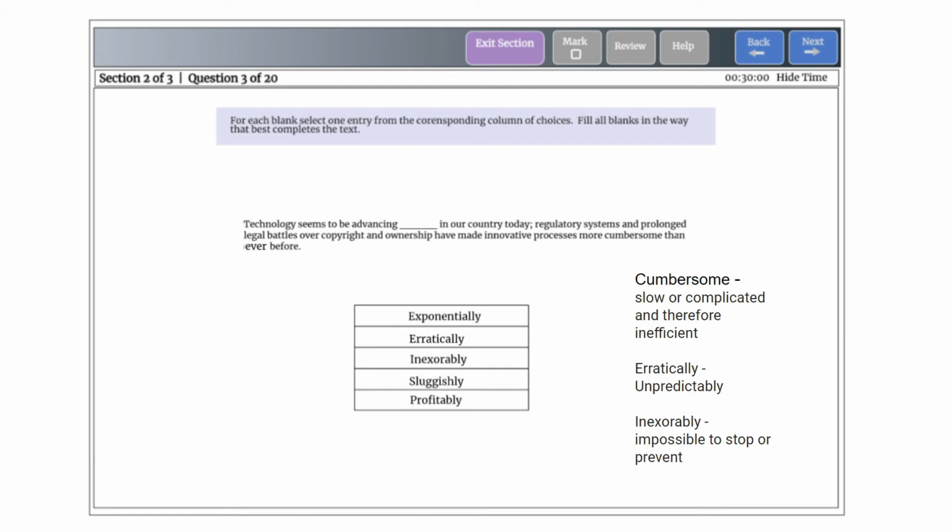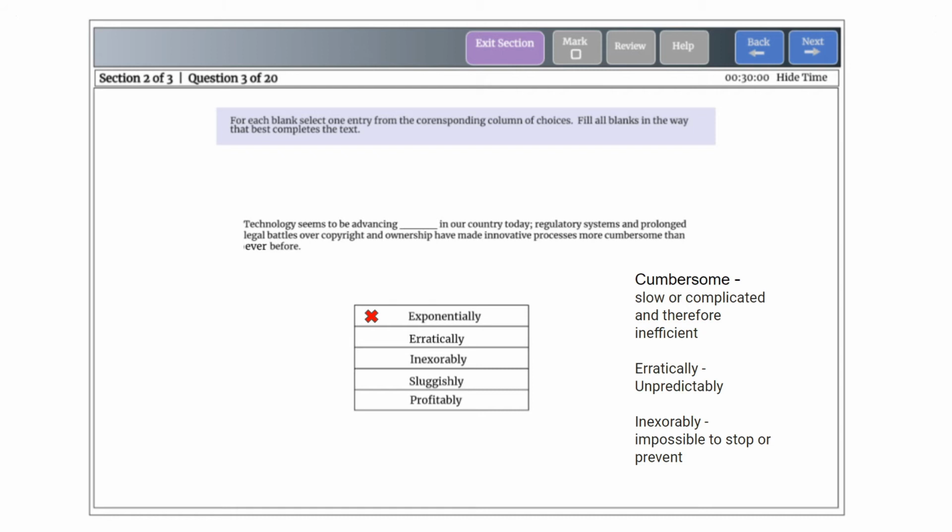And so a lot of people, their first thought is a word like exponential, because when you say technology and advancing, right, you think of things like science, you think of progress, you think of exponential advancing in progress, right? But the thing is that the second half of the sentence says that these processes are cumbersome. They're slow, complicated, and inefficient. So exponentially is definitely wrong, but it's an answer that I see people put for a question like this if they're not reading closely.